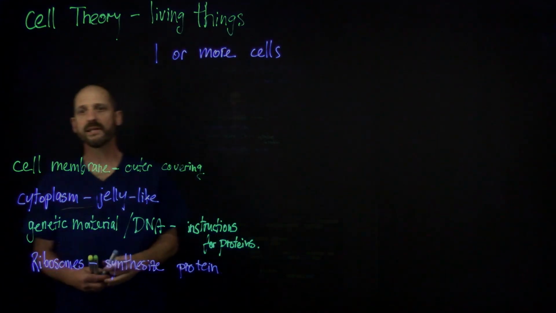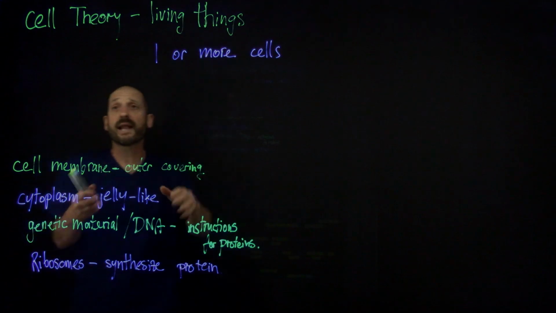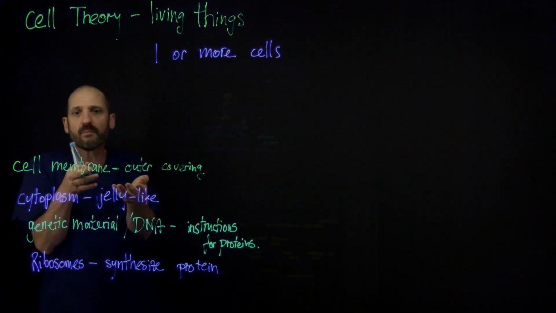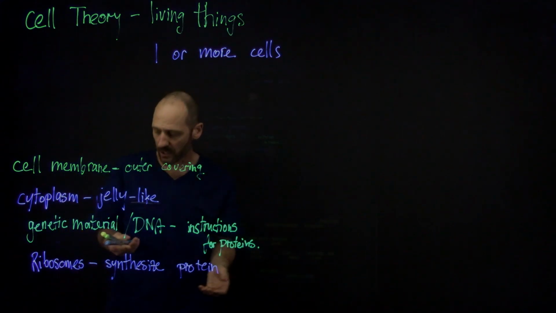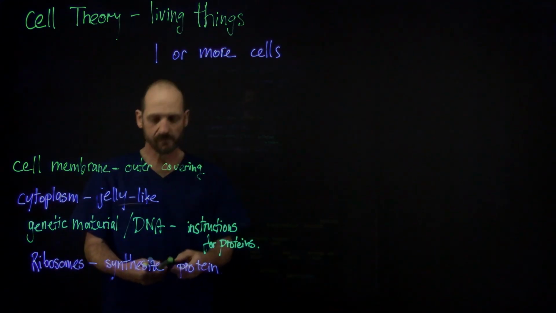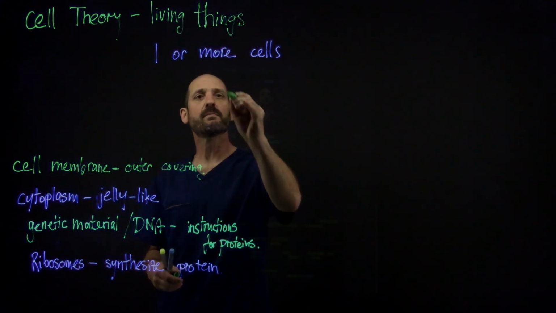All right. And then some cells have other organelles that have membranes around them, plasma elementary membranes. And we call those eukaryotic cells.